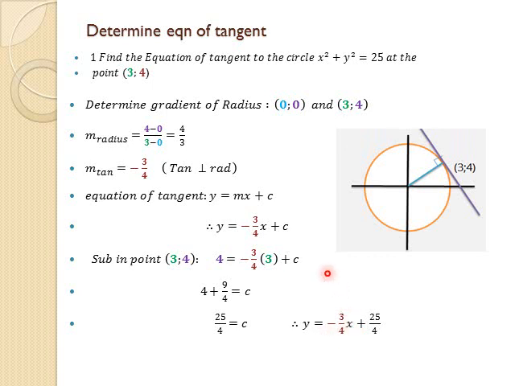So it normally follows that order. We're first going to get the gradient of the radius, so that we can have the gradient of the tangent, and then we'll sub in a point on the tangent to find the equation of the tangent.